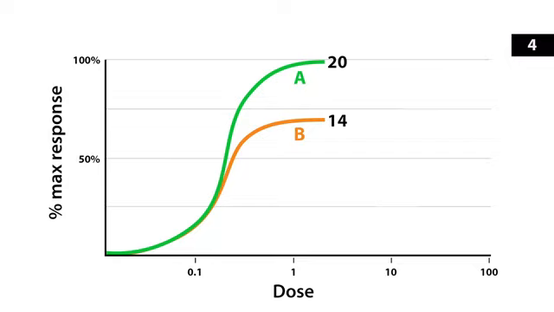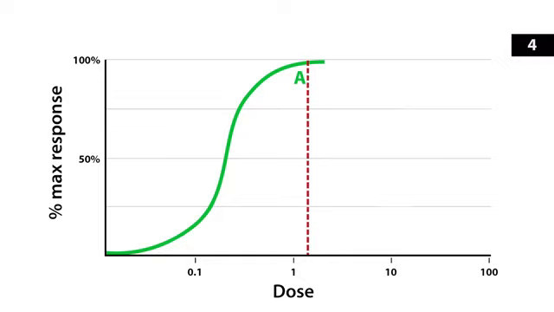So efficacy is only talking about that maximal response or maximal effect, and it really says nothing about the dose given. Then potency is the amount of drug needed to achieve a given effect. So efficacy has nothing to do with the dose given, but potency is all about the dose that you're giving.